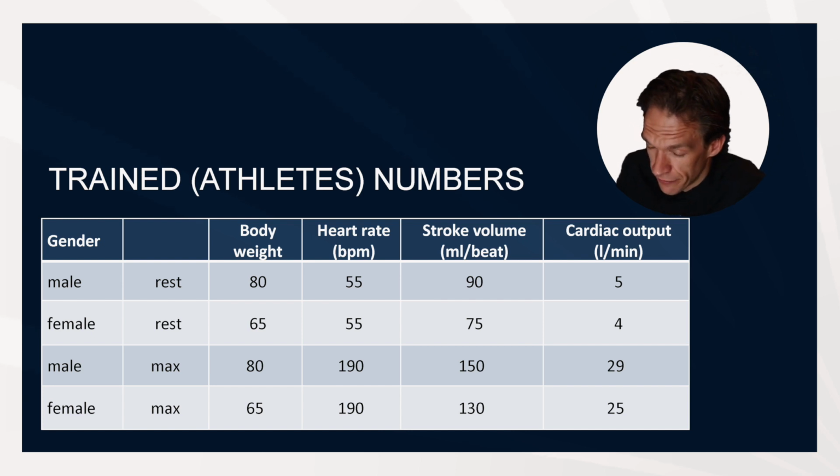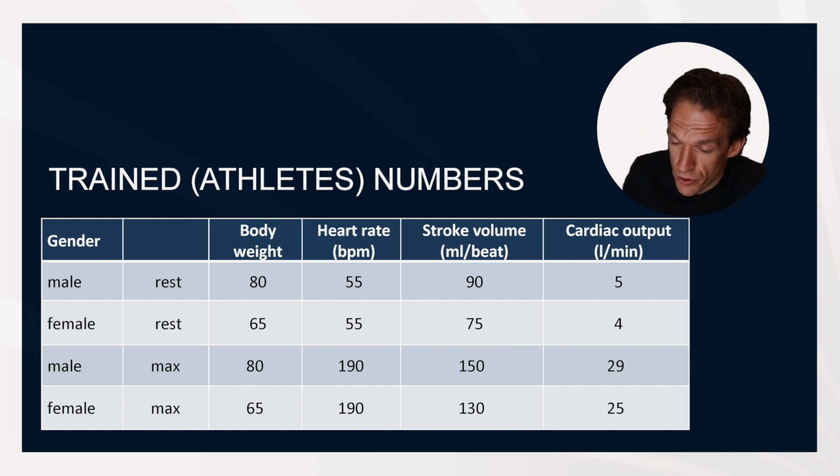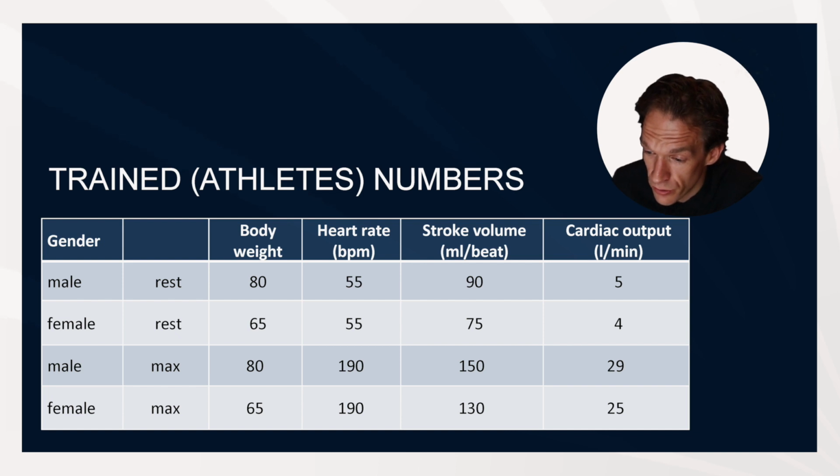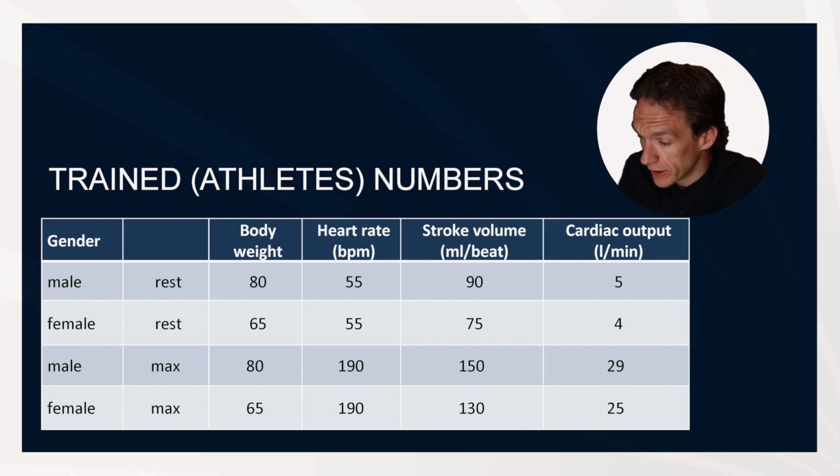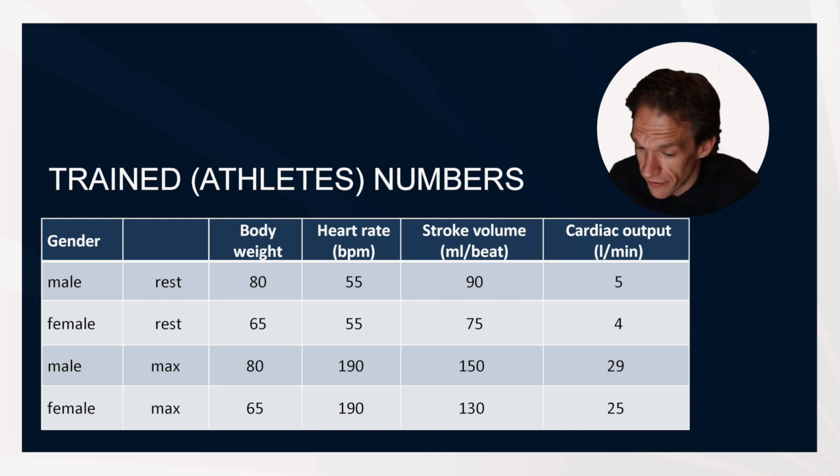If you then look at the difference between rest and max exercise, you can see a huge difference. Heart rate can reach its max, stroke volume can reach its max. If you take the product of these two, you can see that cardiac output can reach up to values of 30 liters a minute compared to only 5 liters a minute at rest.